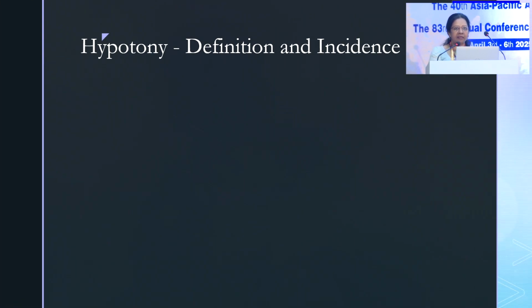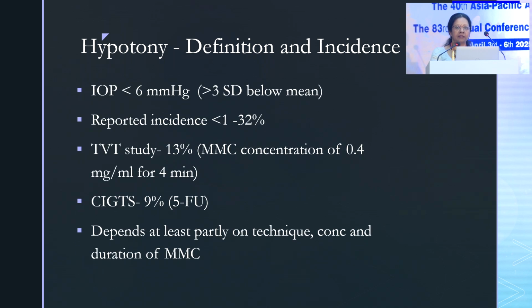So first let's see the definition of hypotony. There is a statistical definition as well as a clinical definition. The statistical definition is IOP less than 6 or 6.5 mm Hg, or 3 standard deviations below the mean. The clinical definition is any low pressure which can cause a vision drop. So the incidence ranges from 1 to 32%.